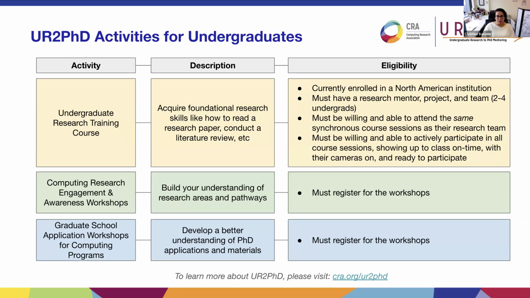There are three main components currently in that program, three main pillars. One, from an undergraduate perspective, is the undergraduate research training course, and this is the one that we're really focusing on today. There's also the computing research engagement and awareness workshop, which is the current workshop you're attending. This is where you're at right now. We also have graduate school application workshops for computing programs. So just know that there's another series of workshops that's all about how to apply to grad school and how to prepare your application. All right.